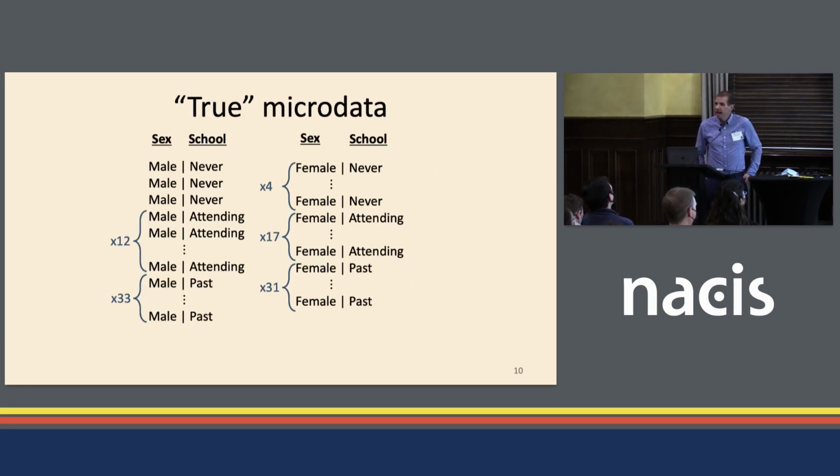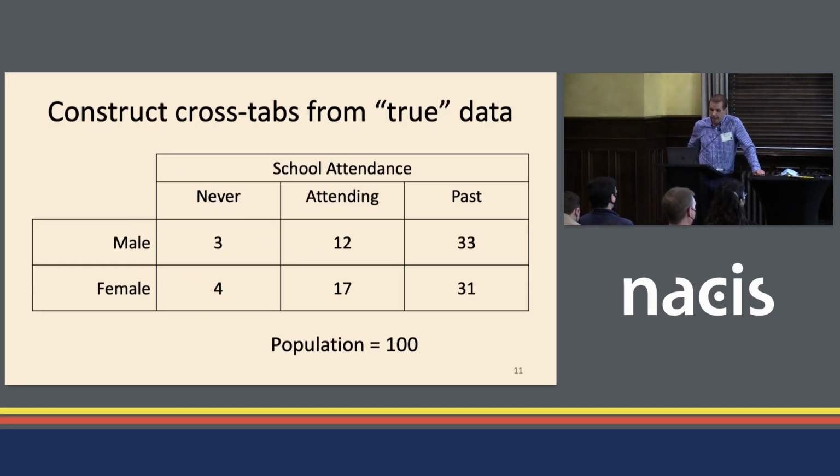So let's say I've done a survey of 100 people, and I've asked those people to tell me what their sex is and what their school attendance is. And the sex variable has two responses, male or female. The school attendance variable has three responses: whether you've never attended school, whether you're currently attending school, and whether you attended school in the past. I can take the survey responses from these 100 individuals, and I can construct a 3x2 contingency table, right? I just count up all the combinations of the statistics, and so we can create the cross tabulations from this, and you can see there's 4 females who've never attended school, 31 females who attended school in the past.